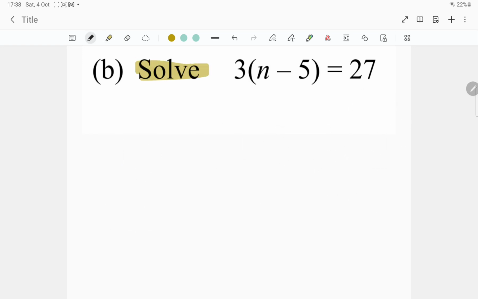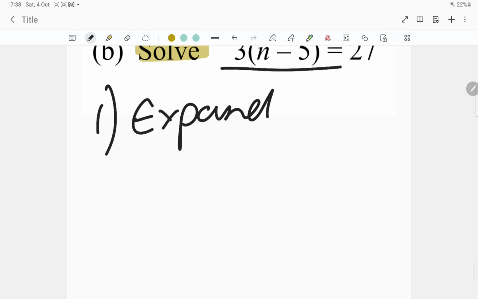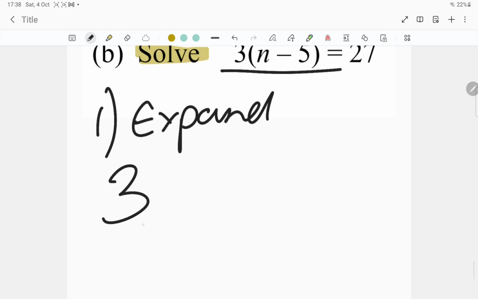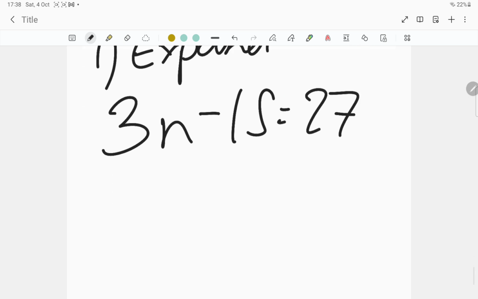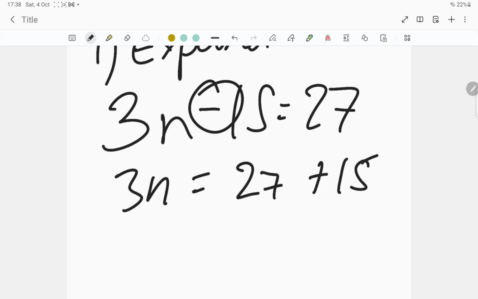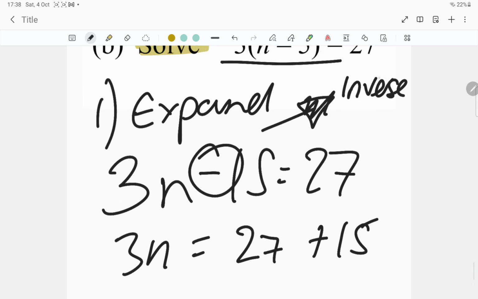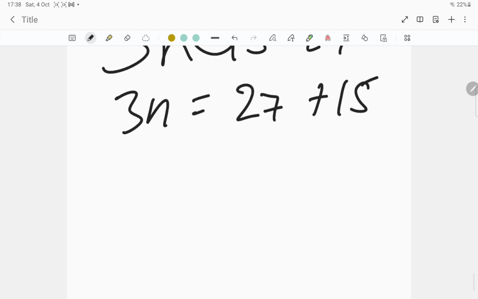Okay, obviously our first step, as we did before, expand. So that equals 3n take 15, because I'm doing 3 times take 5. And that equals 27, right? Now because it's the take away, I'm going to do 3n equals 27 add 15. Okay, remember it's the inverse, all the time.